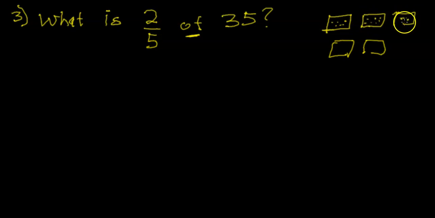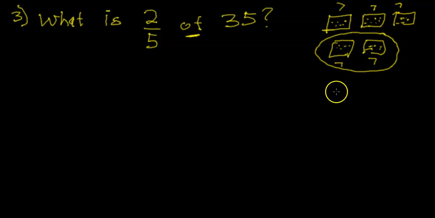So do it for all of them. So we know each one has 7, 7, 7, 7, and 7. And then the question says we take 2 of those. So let's just pick these 2. How many do we have in these 2? From this picture, you can see that we have 14.